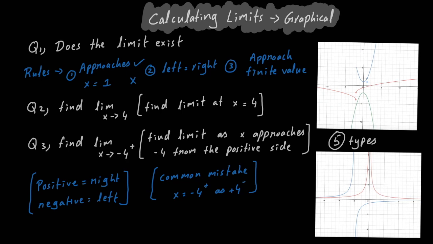Question number 2, find the limit as x approaches 4. And question 3, find the limit as x approaches negative 4 from the positive side. And we learned that positive just means the right side and negative just means the left side. We also discussed the common mistake that in exams, under pressure, sometimes students write x is equal to negative 4 from the positive side as positive 4 from the negative side and vice versa.